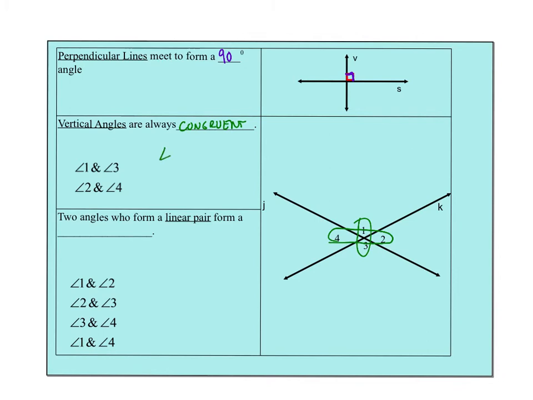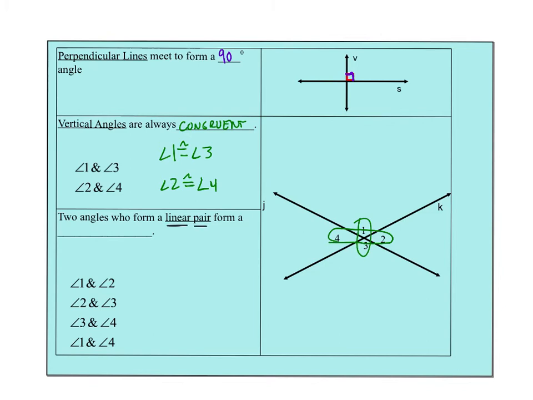All right, angle 1 is going to be congruent to angle 3, angle 2 congruent to angle 4. And if you don't believe me, you can get out your protractor and cross some lines and measure it and see that you're going to get the same measure for both of them.